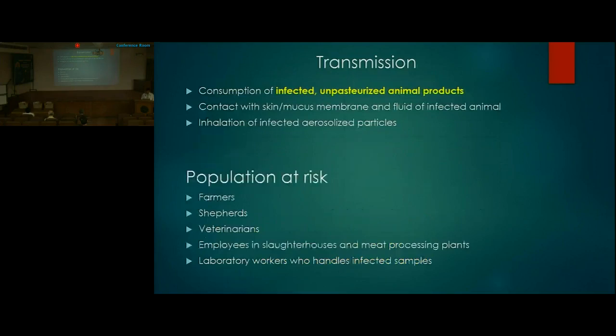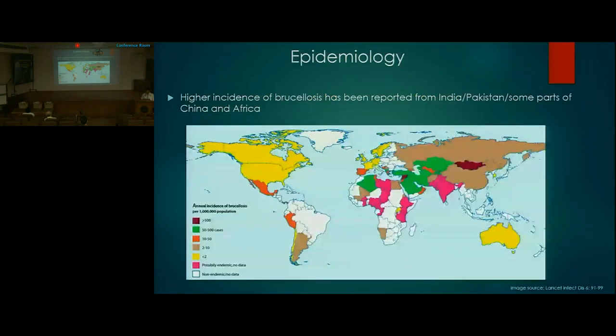The main route of transmission is through the consumption of infected unpasteurized milk products. It can also spread through contact with the skin and mucous membrane or body fluids of infected animals, or through inhalation of infected aerosolized particles. Brucella melitensis and suis were developed as biological weapons by the US in 1954. Populations at risk are farmers, shepherds, veterinarians, employees working in slaughterhouses and meat processing plants, and laboratory workers handling infected samples. Brucellosis is endemic in countries such as Mongolia, Kazakhstan, and Iran. India is considered a possibly endemic country, but exact data is not available.